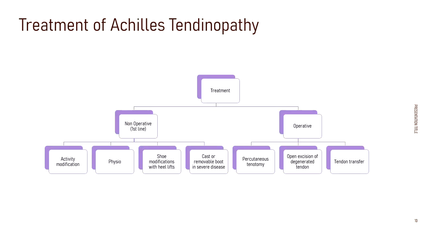Once again, the treatment is very similar in the sense that we start with non-operative management, and this is by activity modification, physiotherapy, heel lifts. In severe cases, you can use a cast or removable boot. Usually, non-operative management is successful in around 65 to 90% of patients. There are also evolving treatments such as glycerol trinitrate patches, prolotherapy, and aprotinin injections, but there is not really much evidence regarding the use of these. If these fail, you can do a percutaneous tenotomy.